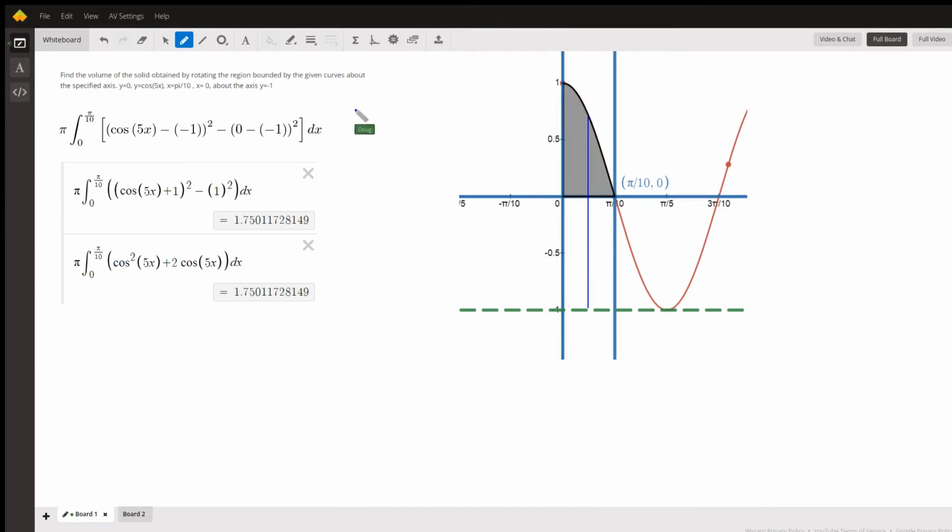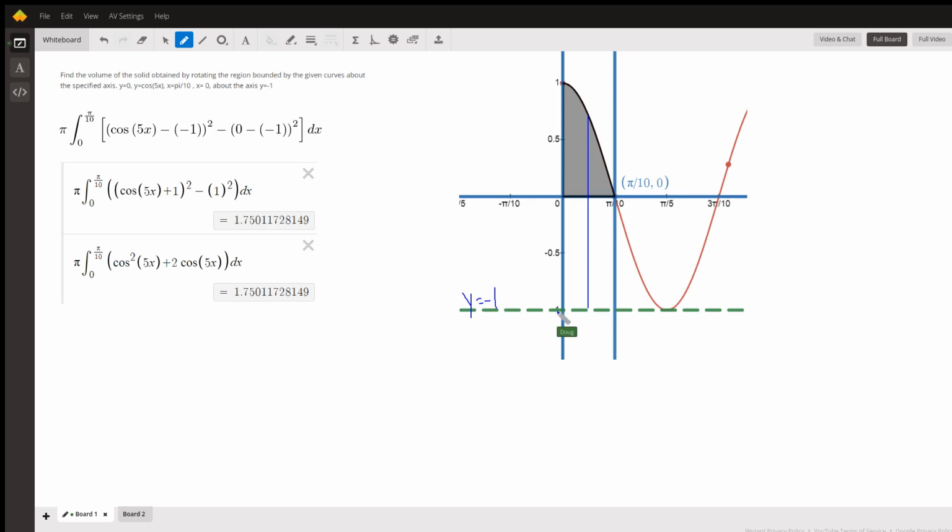Okay, we're going to use the washer method for this problem. Here is the curve y equals the cosine of 5x. I only started at 0. Horizontal lines, x equals 0, x equals pi over 10. And the axis of revolution is this horizontal dashed line, y equals -1.